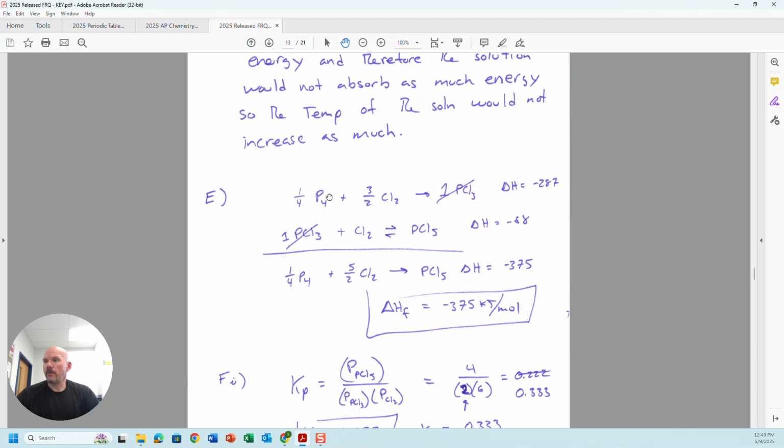So here I multiplied that first equation through by 1/4, and this is what I have. And notice, instead of a negative 11 whatever, I have negative 287. And when you add the two equations, you get the equation you're looking for. So add these two delta H's, and you get the delta H of the overall reaction here, okay?